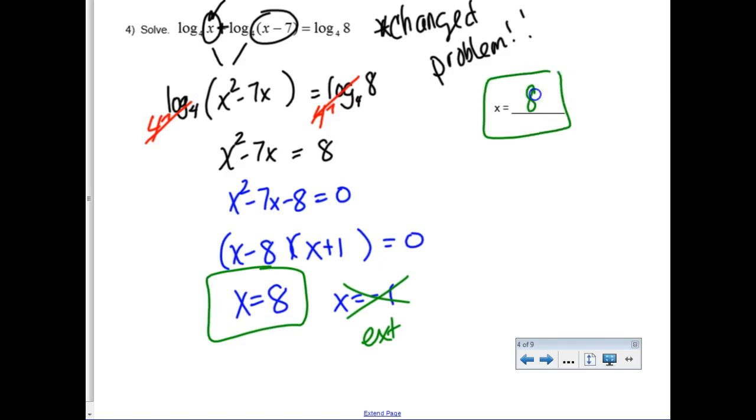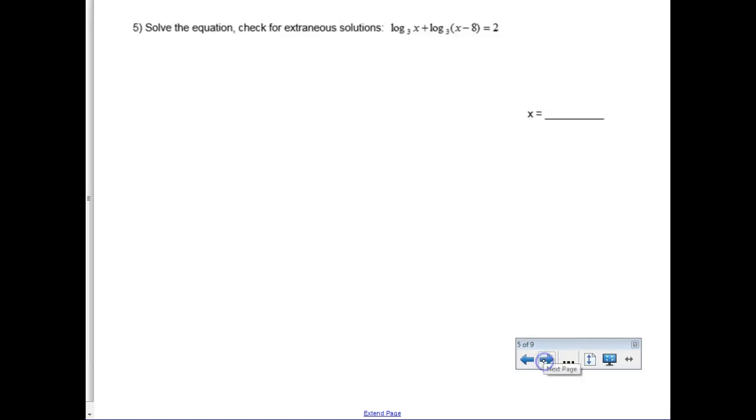If we kept the problem the way it was, it would have turned into a division question, and you would have ended up with no solution, which is okay. That happens, but that's not the way it is on your test, so I wanted to make sure we had one on the review that looked like your test. Alright, number 5.